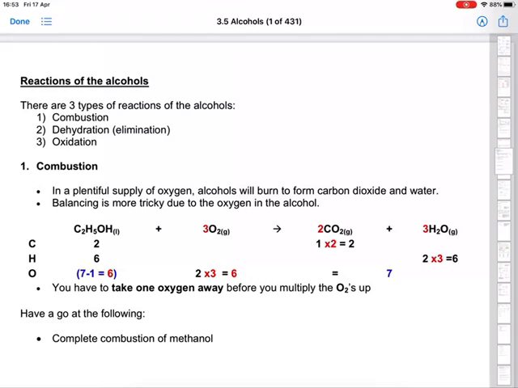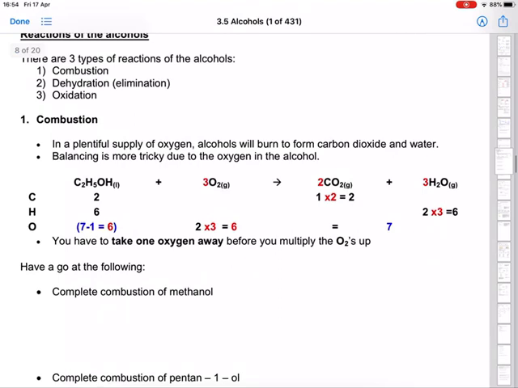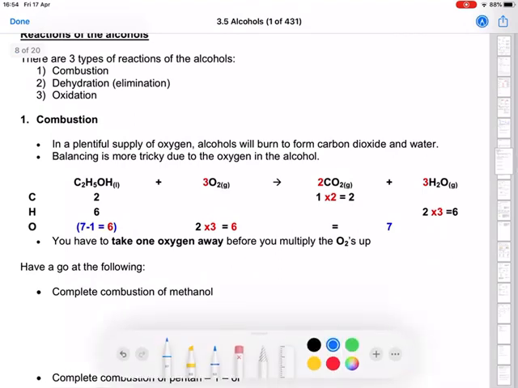Okay, so looking at the reactions of the alcohols then, there's three types, and I'm only going to look at the first two in this one. The first one is combustion, which I'd expect really all of you to be able to do. The only thing you need to take into account if I do go through this one, so two carbons, so two carbon dioxides, there's 6 hydrogens, which means you're going to have 3 waters.